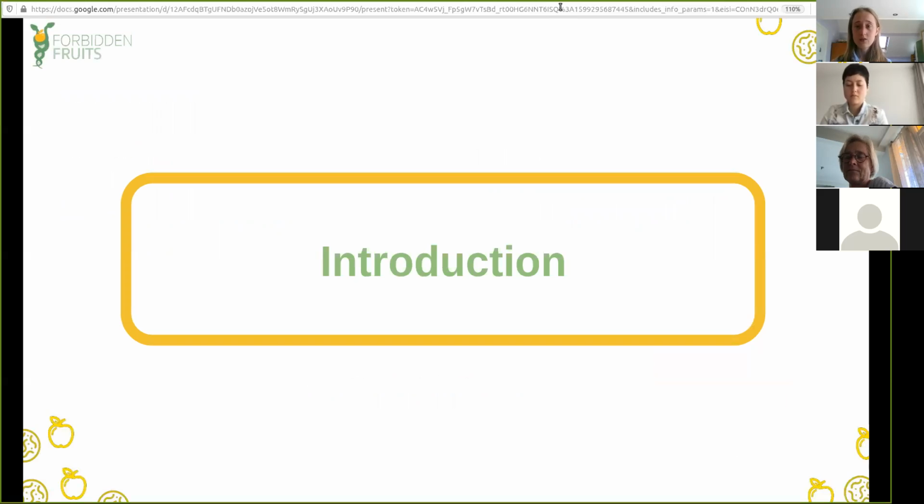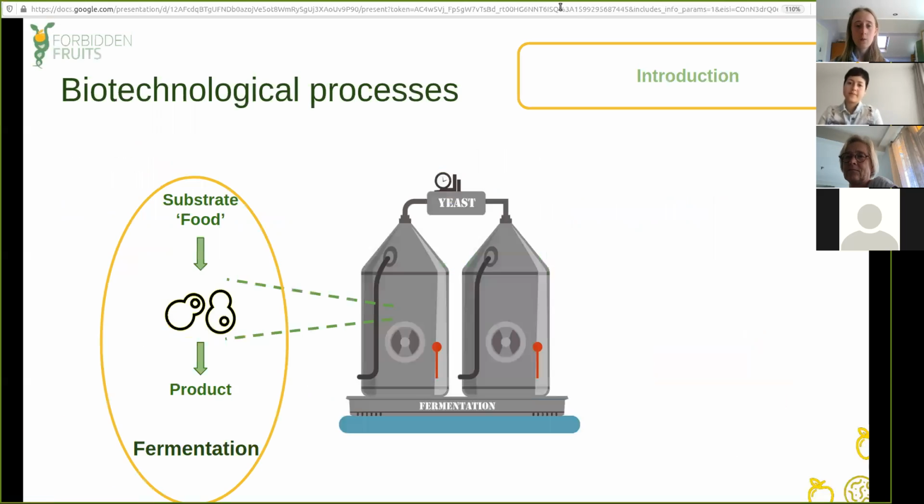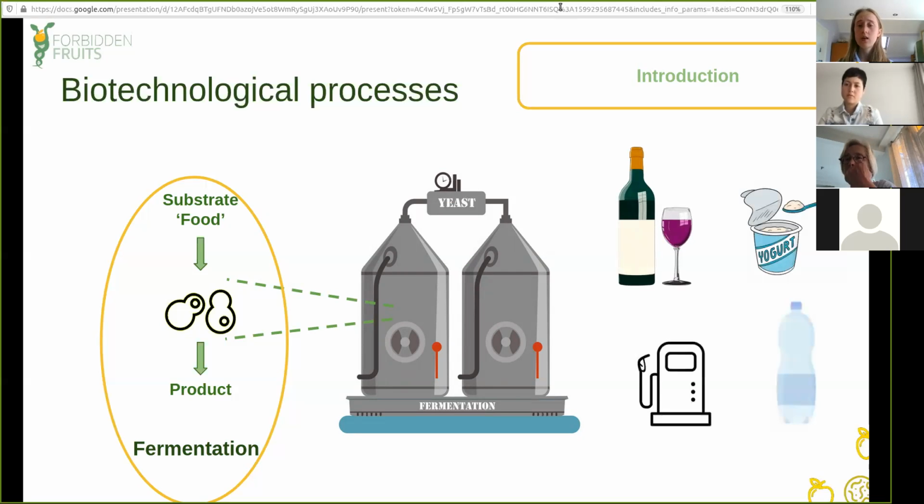So we start off with a short introduction to biotechnological processes. Well, we have one biotech process, which is very well known and actually ancient. This is fermentation. So this is where the bacteria eats its food and then it makes a product. And then you can, of course, think of wine, yogurt, but also in some more modern applications, bioplastics or biofuels.